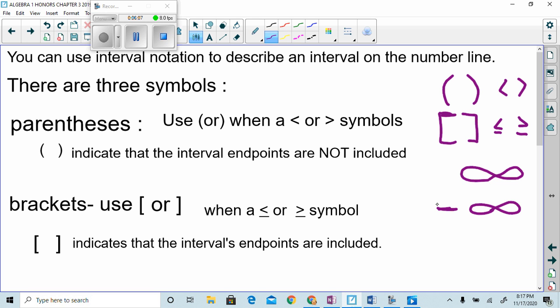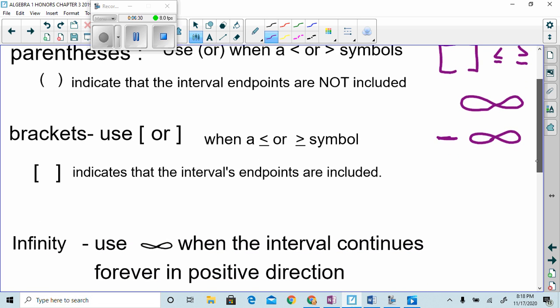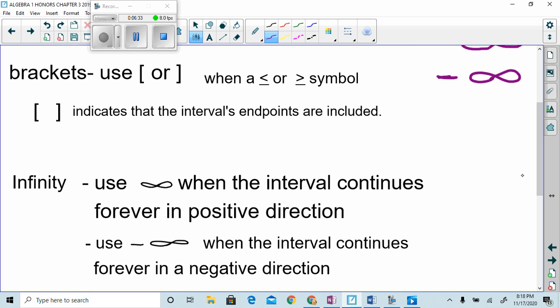You'll use the parentheses when there's a less than or greater than symbol, which says that the interval endpoints are not part of the solution. They're not included. We'll use the brackets when we have the less than or equal to or greater than or equal to symbol, which says that those interval endpoints are included in the solution. We also have our infinities, which is the positive infinity says that it's going infinitely or forever in the positive direction. I'll put that negative in front of the infinite sign, saying it's going forever in the negative direction.